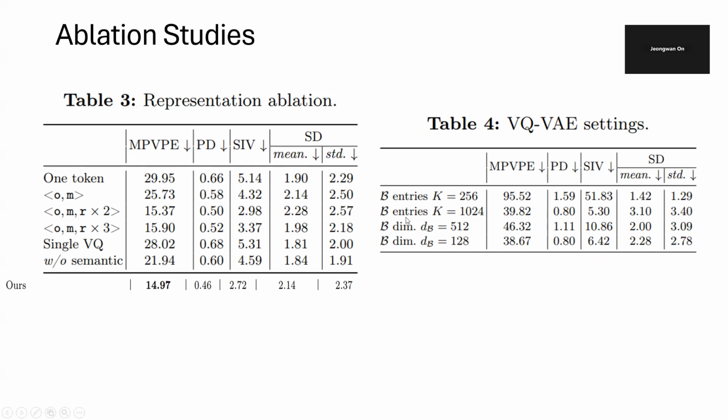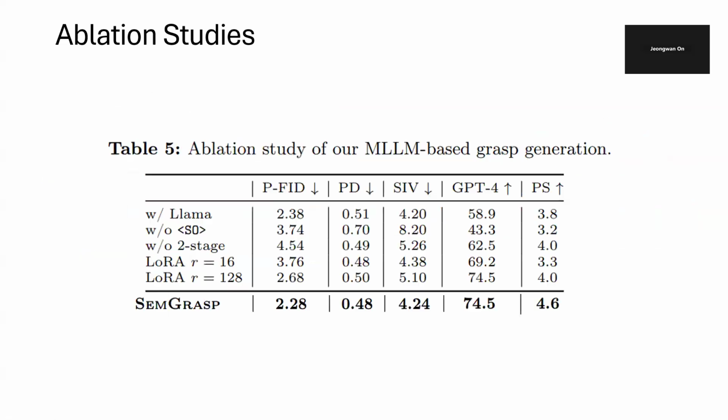And for VQ-VAE settings, they changed the codebook entries. Their codebook size was K equals 512. Less or more are both worse. They either overfit or underfit. And the dimension for them is 256. And even in this case, less or more is worse than their setup.